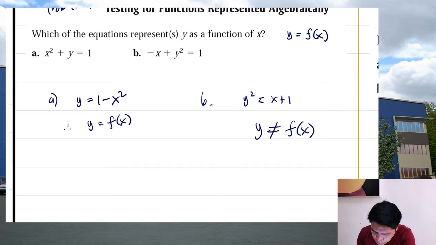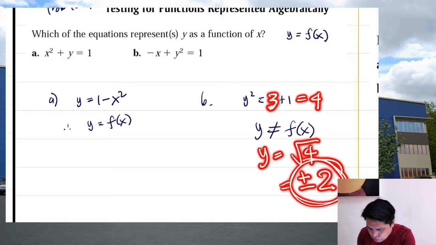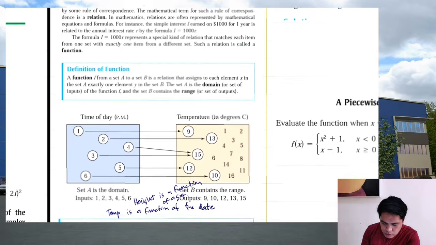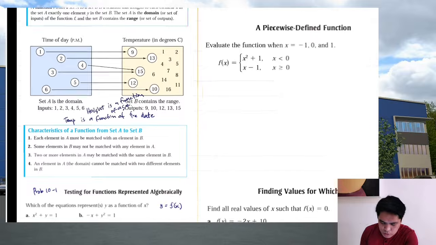Because, for example, if we input here 3, the result would be 4. And the square root of 4 is positive and negative 2. So, there are two values of y. So, it's no longer unique anymore. Again, going back to the definition of a function, it should assign for each element in x exactly one element in y. So, only one value should come out in y.